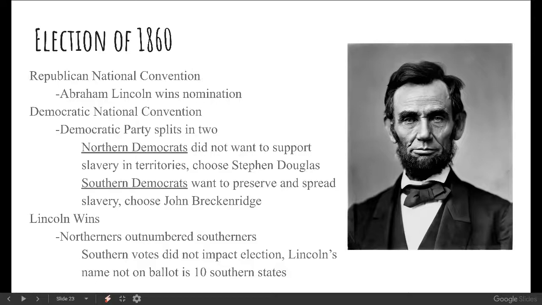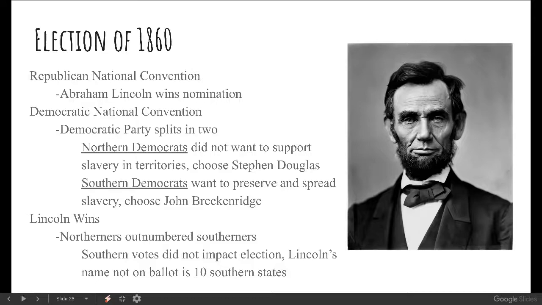Now we have the election of 1860. The Republican National Convention chooses Abraham Lincoln as their nominee for president, and the Democratic National Convention actually splits. The Democratic Party splits in two, where you get Northern Democrats who did not want to support slavery in the territories, and they're going to choose Stephen Douglas as their candidate. And then the Southern Democrats want to preserve and spread slavery, so they're going to choose a man named John Breckinridge. So we're going to have Stephen Douglas, John Breckinridge, and Abraham Lincoln all running in this election.